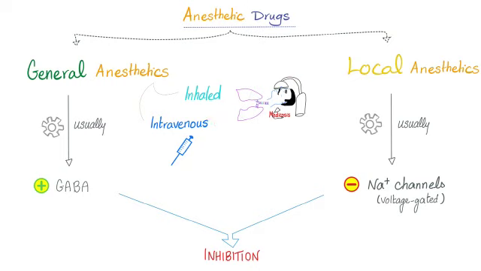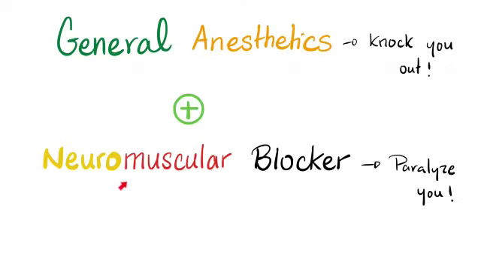General anesthetics could be inhaled or intravenous. Inhaled, you breathe it in. Intravenous is in your veins. Don't forget to add neuromuscular blockers to the general anesthetics. What's the purpose of the general anesthetic? To knock you out, to make you unconscious. What's the purpose of the neuromuscular blocker? To paralyze you.